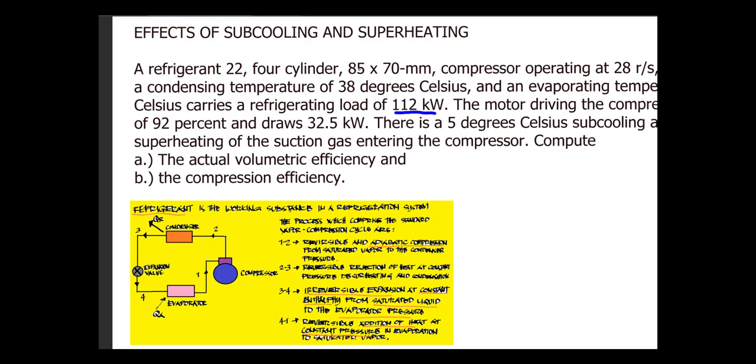Our 8.5 centimeter will be our diameter, the diameter of the piston, and this will be our length of stroke, 70 mm. So that will be 8.5 centimeter, and we have 7 centimeter.